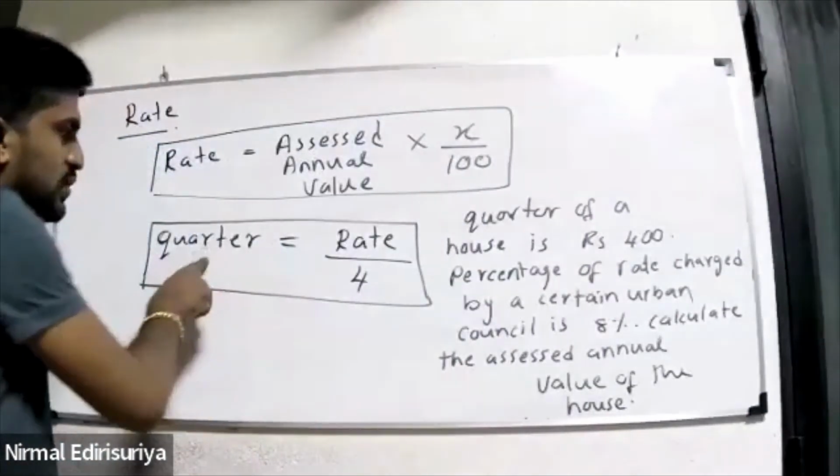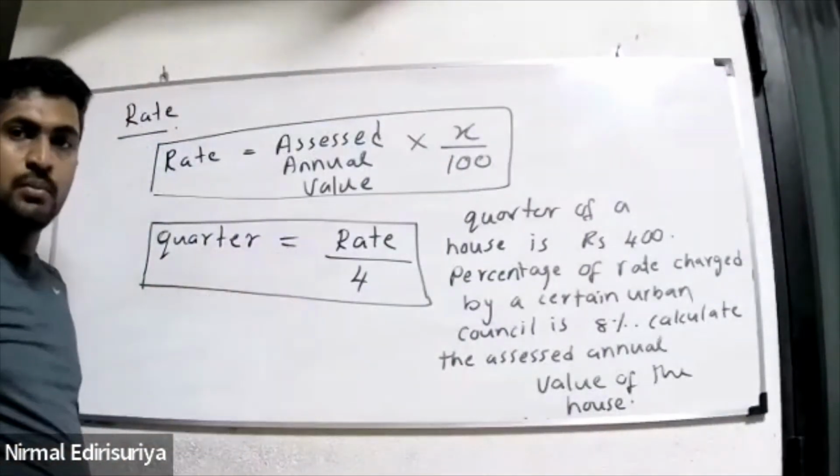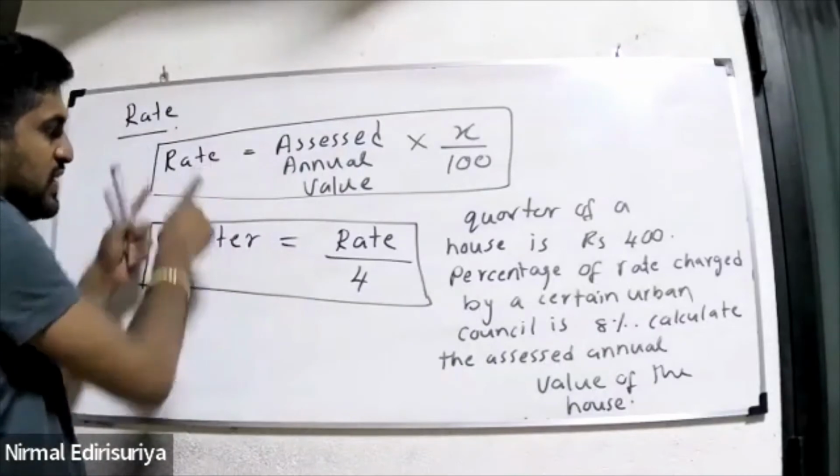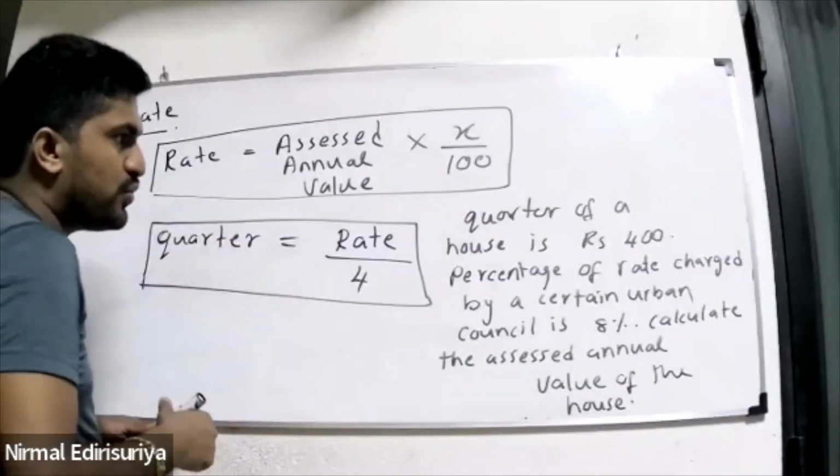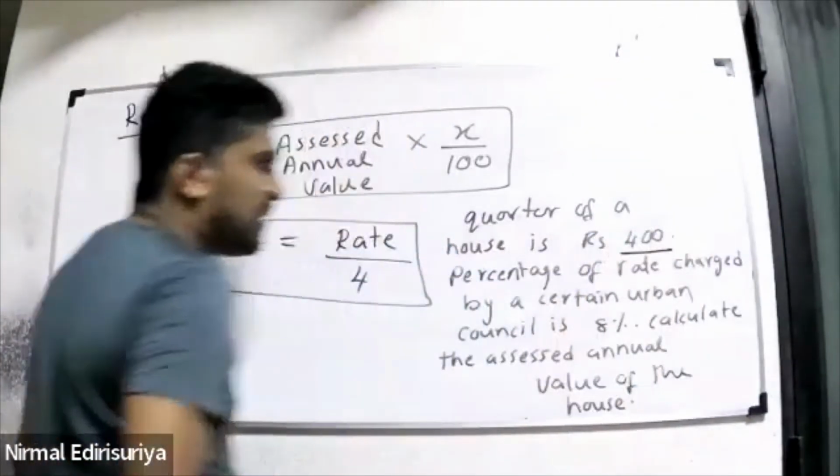First you have to convert quarter into weight, because to substitute into the equation I don't need quarter. I have to convert this into weight. So what you have to do? You have to multiply this weight by quarter by 4.